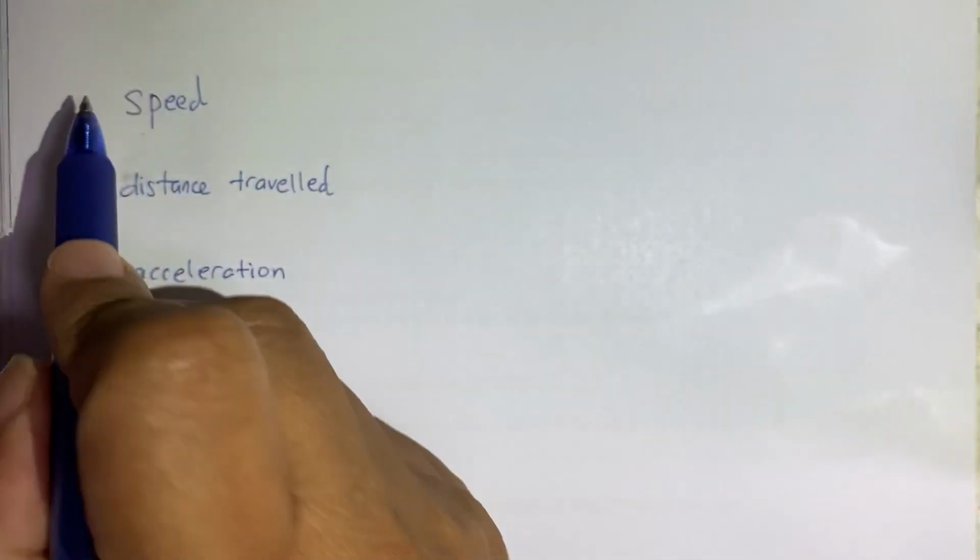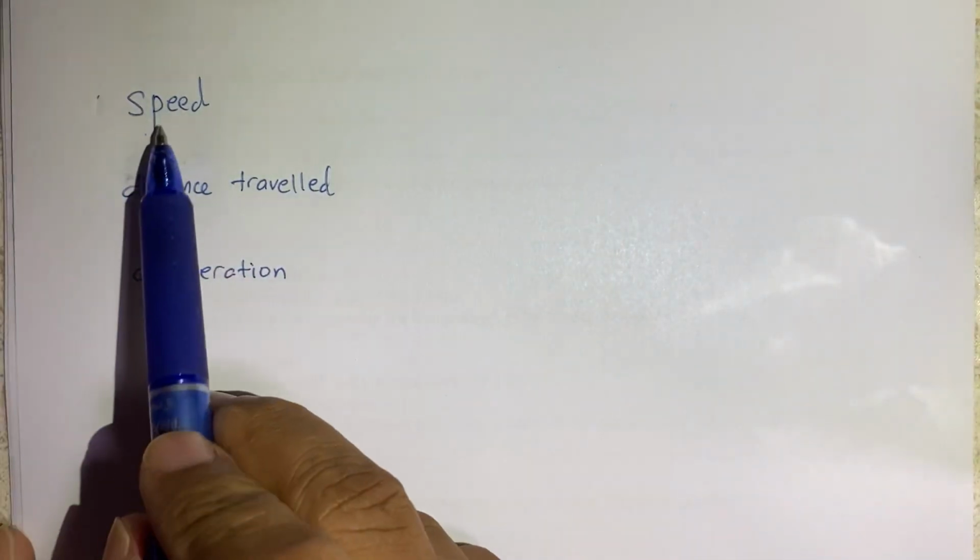First is speed. Speed refers to how fast a person travels. Second is distance traveled. This is how much or how far a person has traveled. And lastly is acceleration. Acceleration means how fast the speed is increasing.